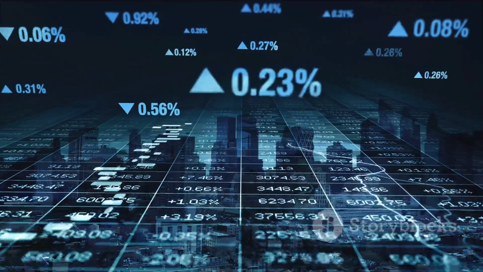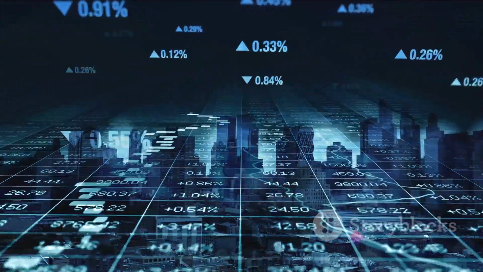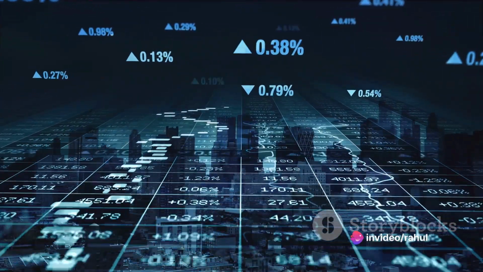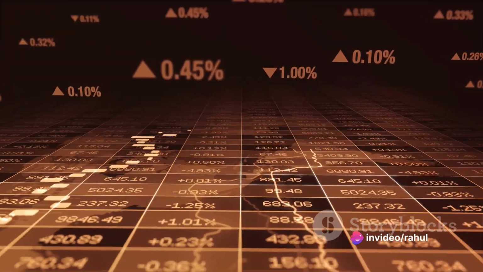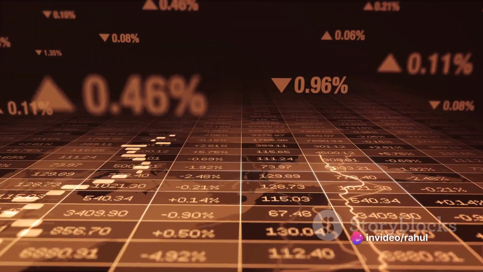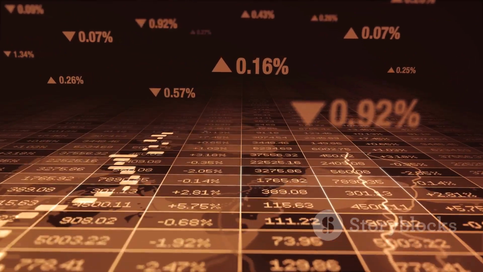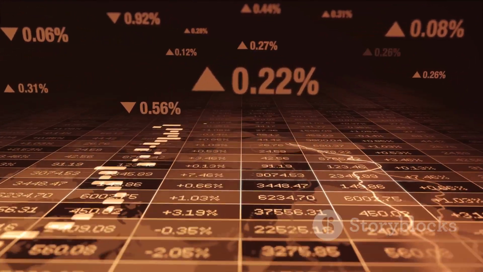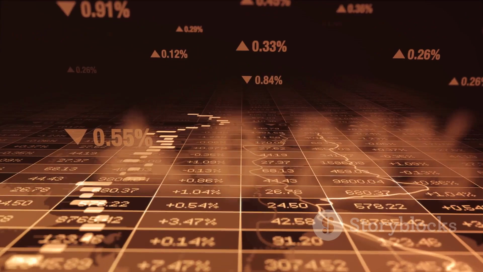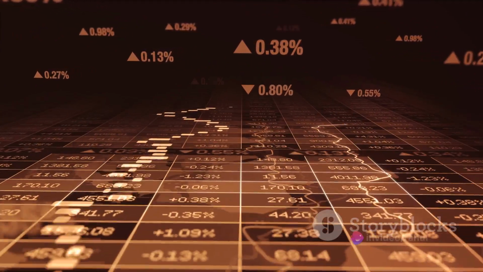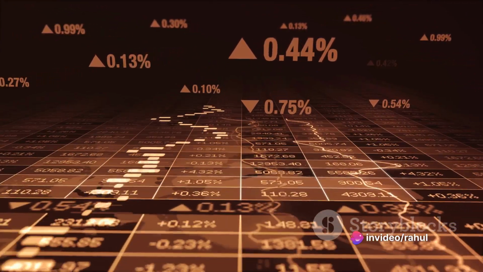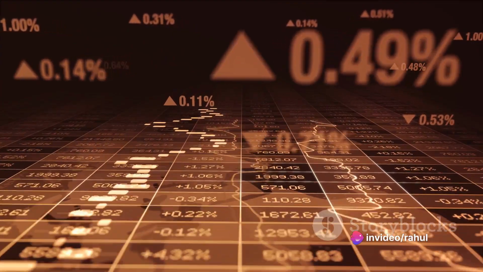A break above resistance could signal a bullish trend, enticing more buyers into the market. Likewise, a break below support could suggest a bearish trend, triggering more sellers. Understanding these levels can greatly enhance your trading strategy, giving you a better perspective of the market dynamics. So, keep an eye on these levels, and let them guide you in your trading journey.